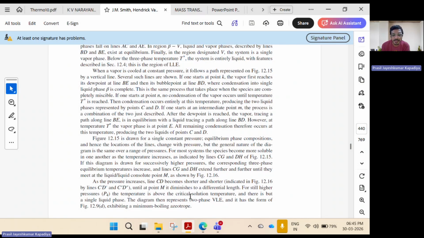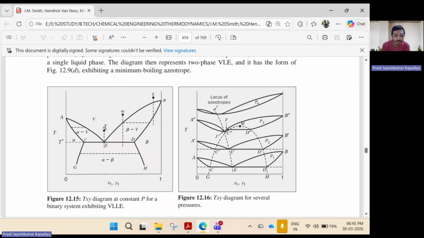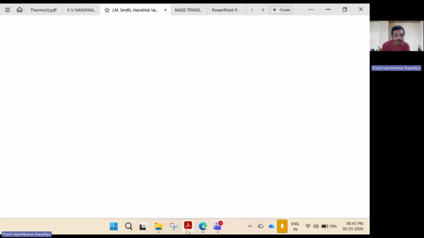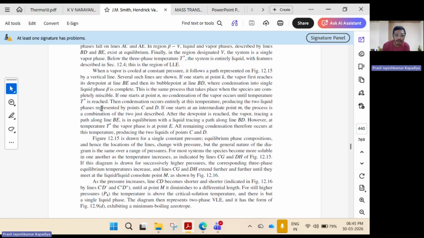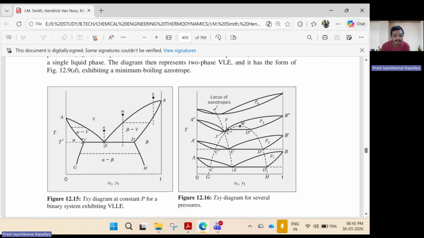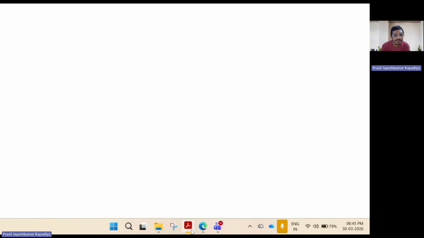If one starts at point N, what is going to happen? It is in vapor phase, right? When we start at point N and reduce the temperature, we directly get into the three phase line. So if one starts at point N, no condensation of vapor occurs until temperature T star is reached, then condensation occurs entirely at this temperature, producing the two liquid phases represented by points C and D. Correct?